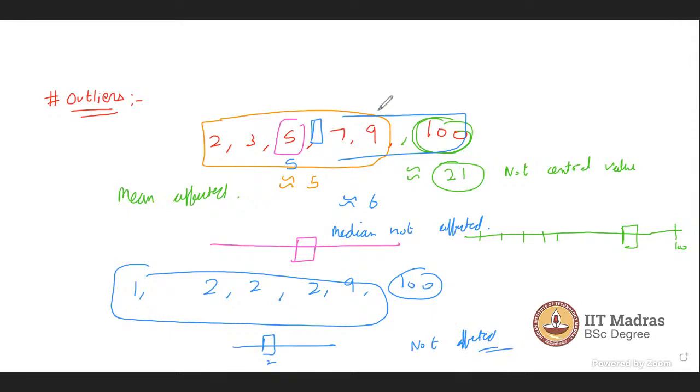Variance and covariance will be affected, because these all depend on the mean. Range will also get affected. Just plug in the formula and take some sample data set. Here the range is 7, but if you add the outlier, the range becomes 98. So it is affected. So apart from median and mode, all other values will get affected by outliers, more or less.